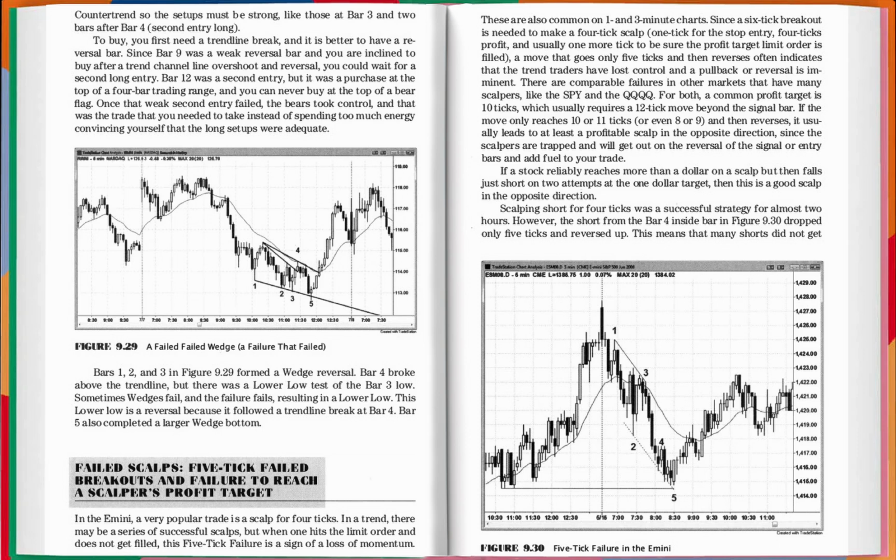Bars 1, 2, and 3 in figure 9.29 formed a wedge reversal. Bar 4 broke above the trend line, but there was a lower low test of the bar 3 low. Sometimes wedges fail, and the failure fails, resulting in a lower low. This lower low is a reversal because it followed a trendline break at bar 4. Bar 5 also completed a larger wedge bottom.